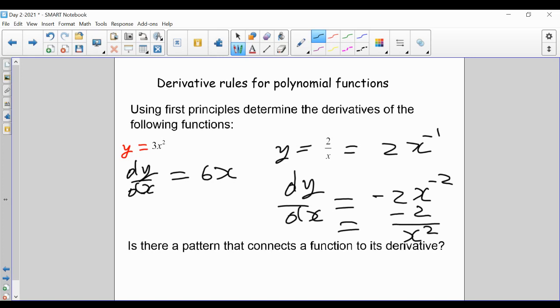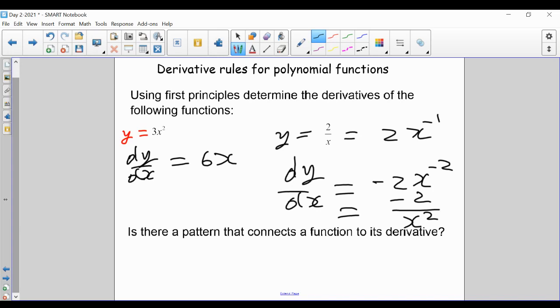So, is there a pattern? Some of you may have done this before, so you probably know what the pattern is. But is there a pattern between the 3x squared becoming 6x or the 2 times x to the minus 1 becoming minus 2 times x to the minus 2? Does anybody see what that pattern is? Can you go over how you got the second one again?